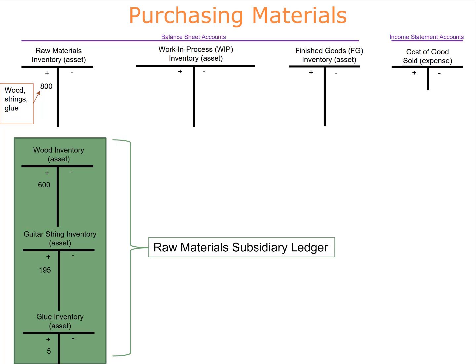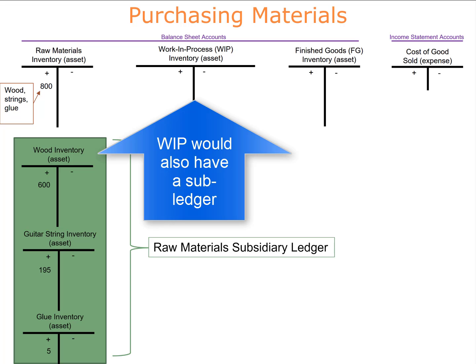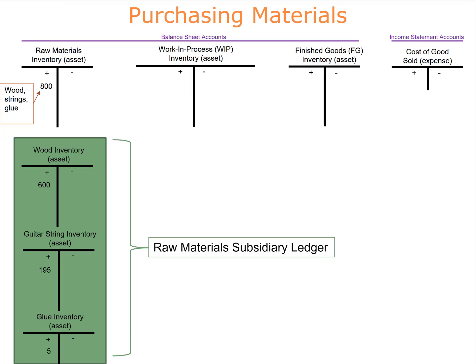Work in process inventory would also have a subledger for each job. For example, job 69, job 70, and job 71. But we don't have room to show that.